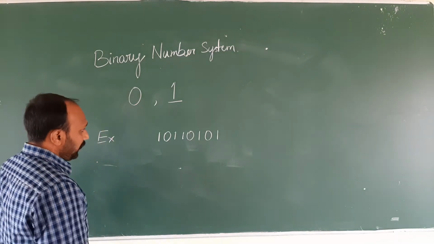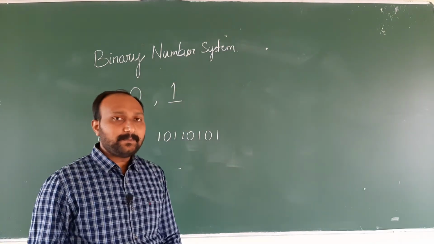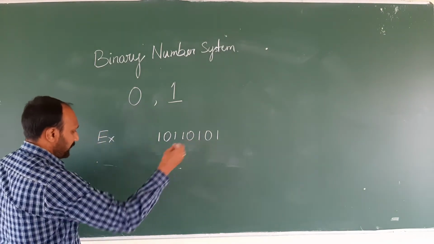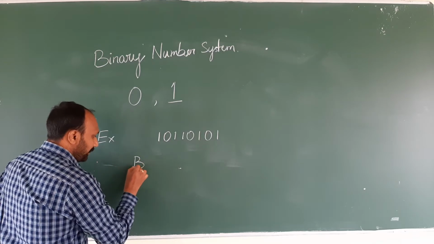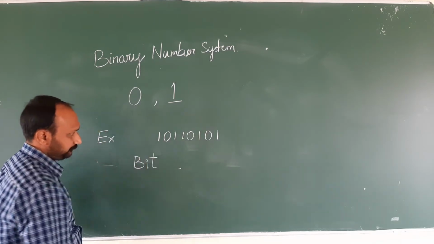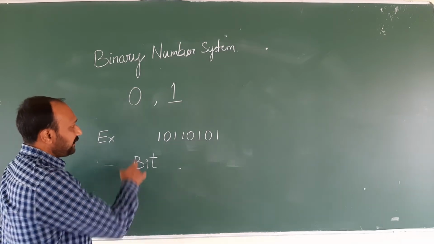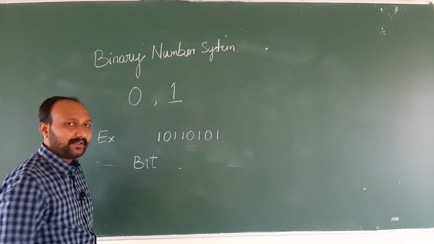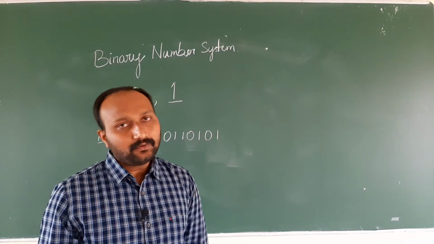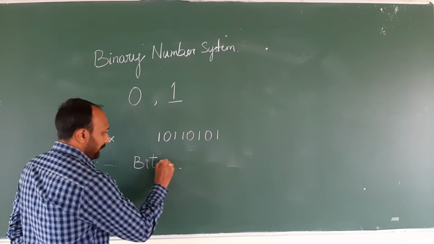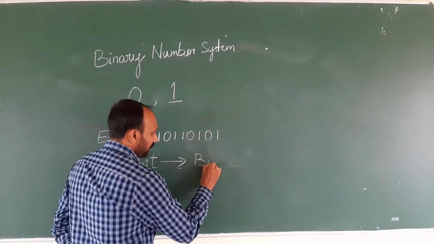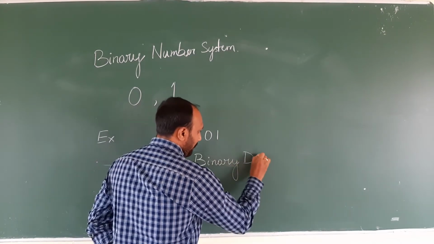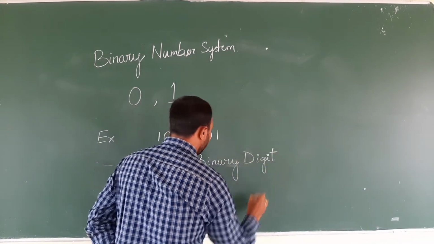With the binary number system, we will be considering 2 more terminologies. First of all, there is a terminology called bit. What is a bit? A bit can be either 0 or 1. It can take either value 0 or value 1. What is the abbreviation for bit? The abbreviation is binary digit.